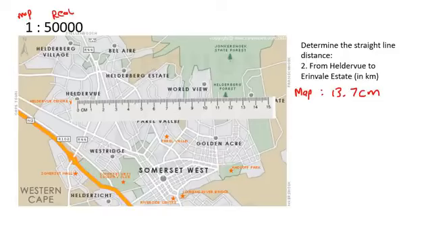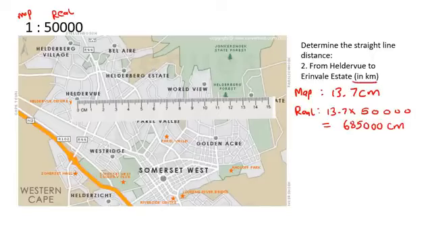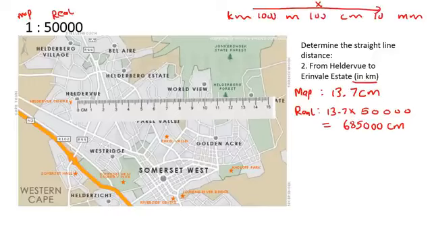So what we now do to get the real length is say 13.7 multiplied by 50,000, and that'll give us 685,000 centimeters. But now we want to give our answer in kilometers. So remember, we have kilometers, meters, centimeters, and millimeters, and in between here, we have 1,000, 100, and 10. When you go this way, you multiply. When you go this way, you divide.